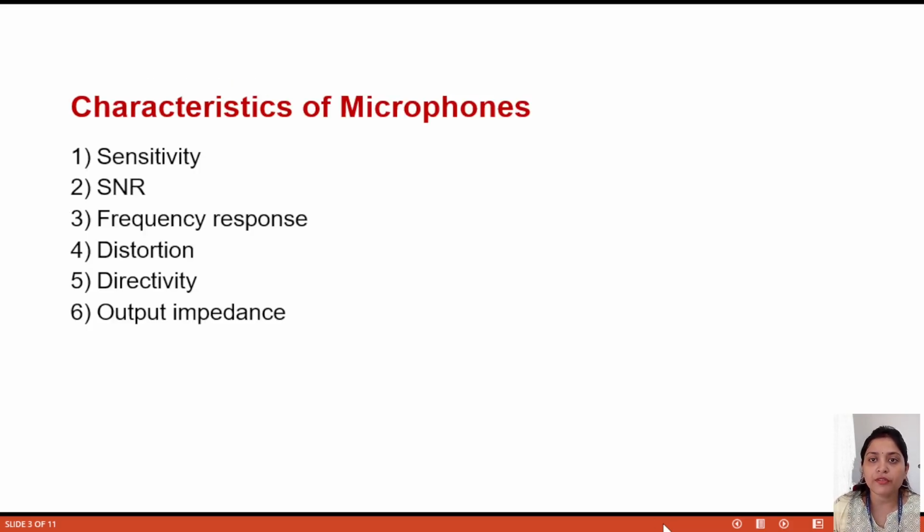Now this is a very important part. What are the characteristics of the microphone? There are basically 6 important characteristics which are well known: sensitivity, SNR, frequency response, distortion, directivity, and output impedance.